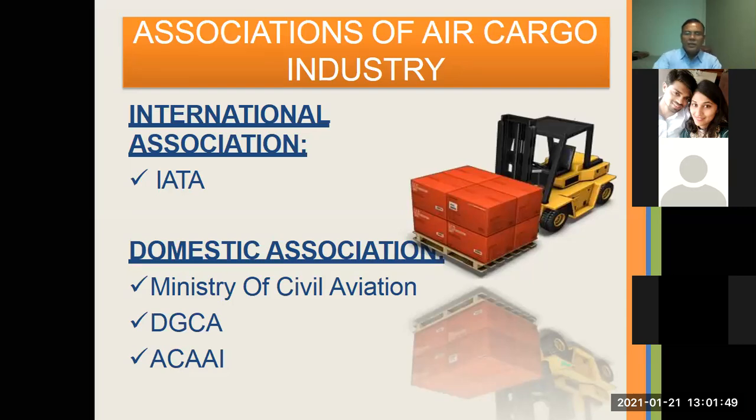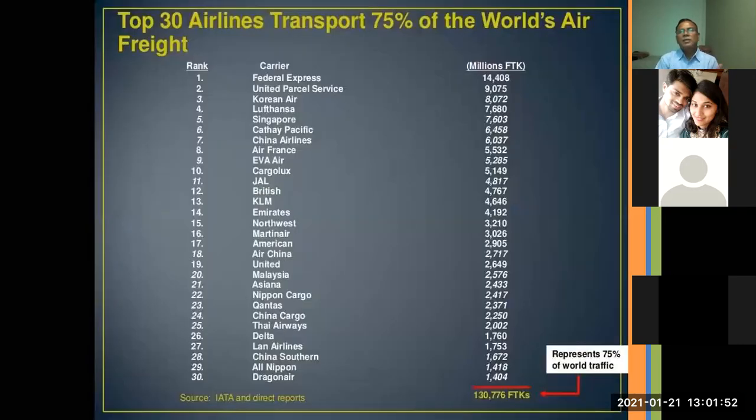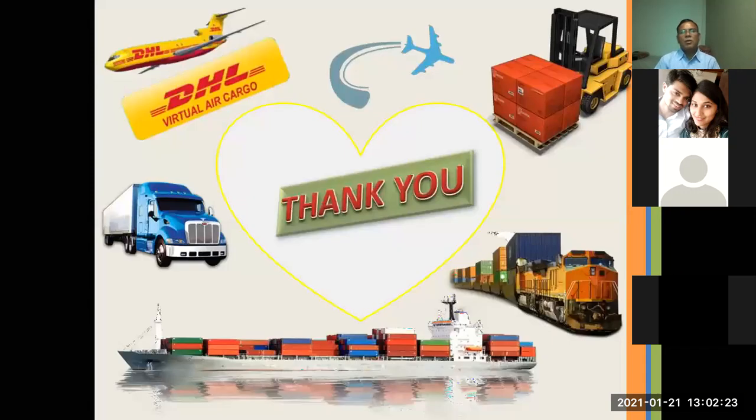And in this way the entire functioning is there. The top 30 airlines engaged in the business of air cargo include Federal Express, United Parcel Service, Korean Airlines, Lufthansa, Singapore, Cathay Pacific. These are the agencies, around 30 of them, that are taking care of and consuming around 70% of the international market, the world traffic, in respect of cargo business. So these are the list of top agencies.